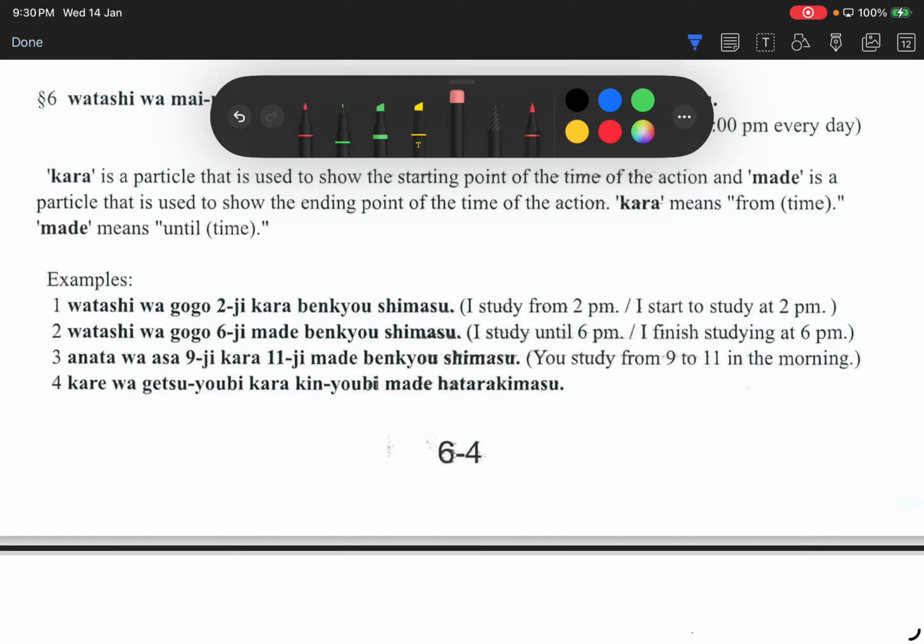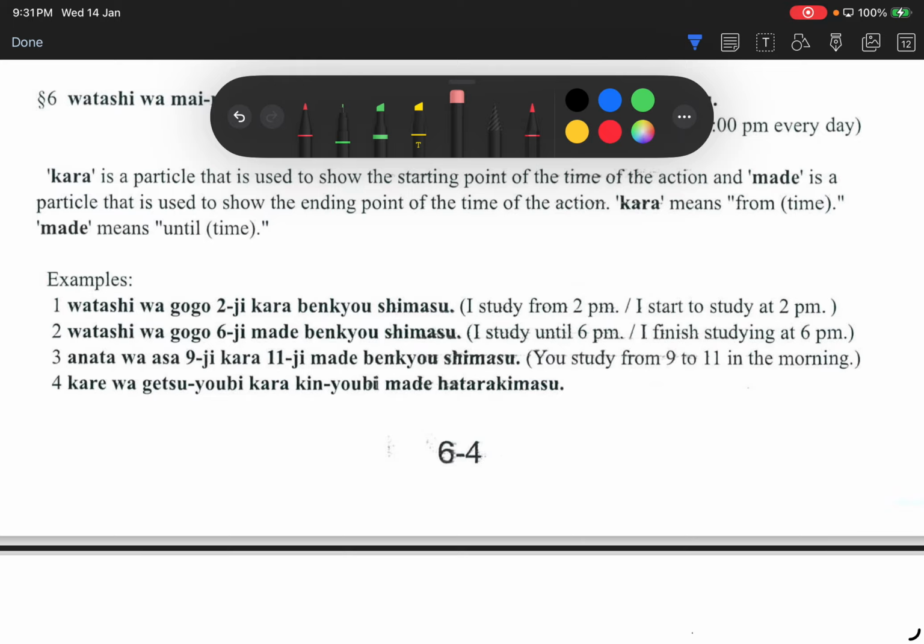Next. 私は午後6時まで勉強します. So まで is until. So now I have まで but I don't have から, so that means until 6 PM. 私は午後6時まで, again this sentence is about me. Me, afternoon or PM, 6 o'clock まで until, 勉強します. So me, afternoon 6 o'clock until study. That means I study until 6 o'clock.